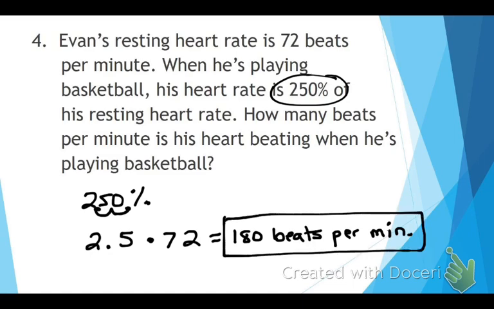So let's just think about it. If when he's resting, so he's sitting down, if 72 beats is his normal thing when he's sitting, if he's up playing basketball, running and moving around, does it make sense that his heartbeat would be more beats per minute? Okay, so your answer does make sense, all right? It looks like more than double, his heart is racing when he is up playing basketball. Any questions about that?